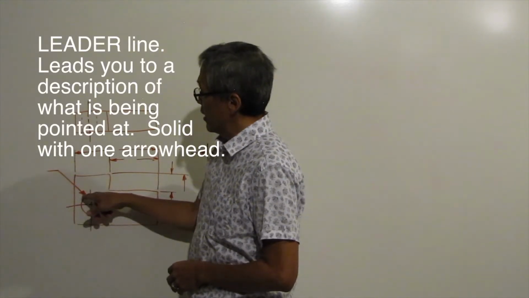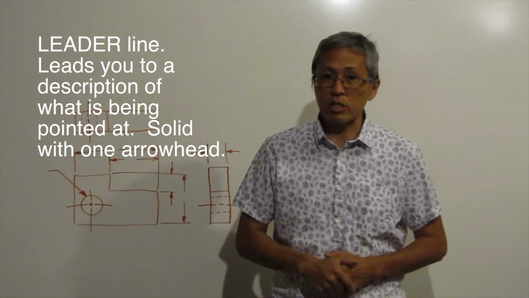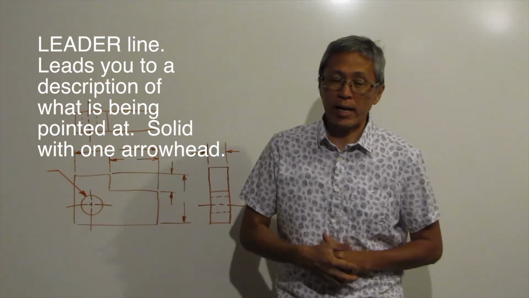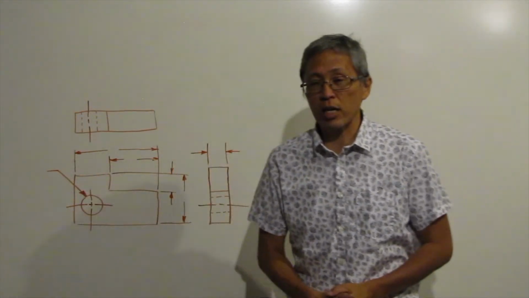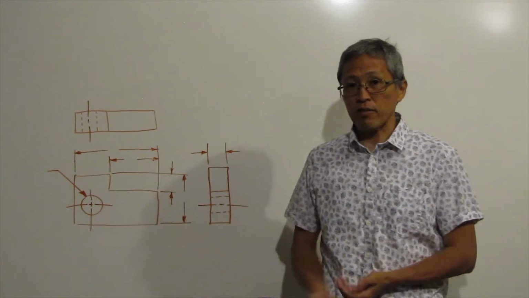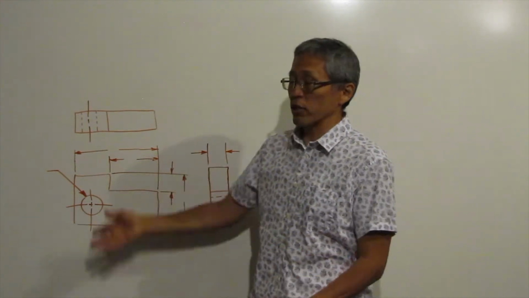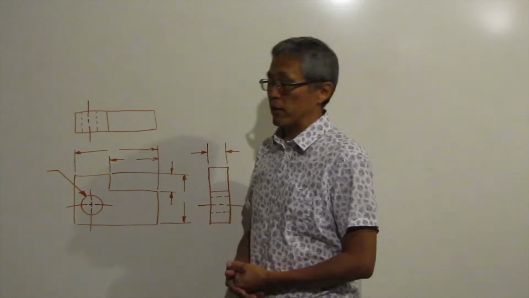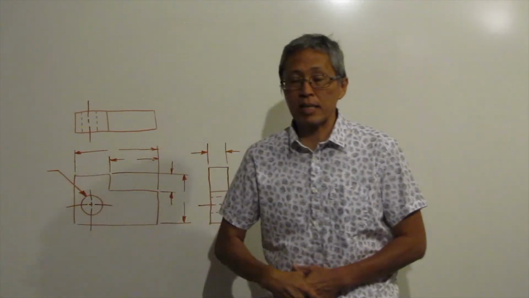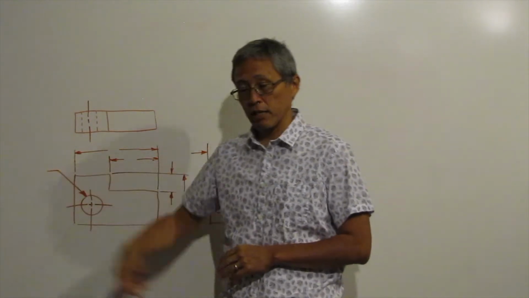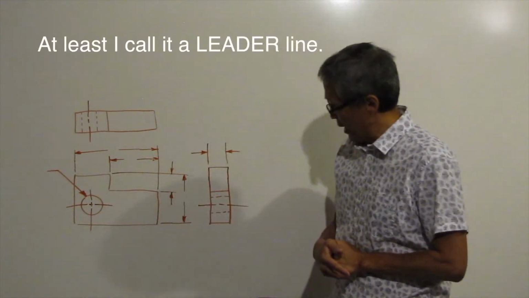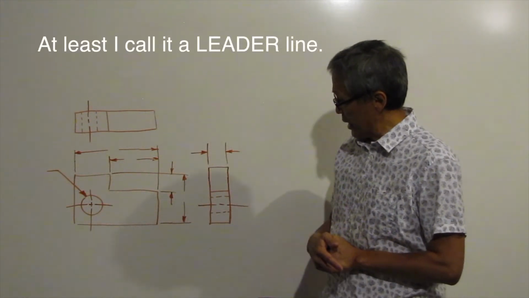This leader line can be used for all kinds of different things. You could actually say the surface of an object. You can talk about the manufacturing of an object. You can talk about the material of an object. You can do all kinds of things with the leader line, but in this case it's my dimension line to my circle of its diameter, but it's still a leader line. Okay? Anything else about these guys?